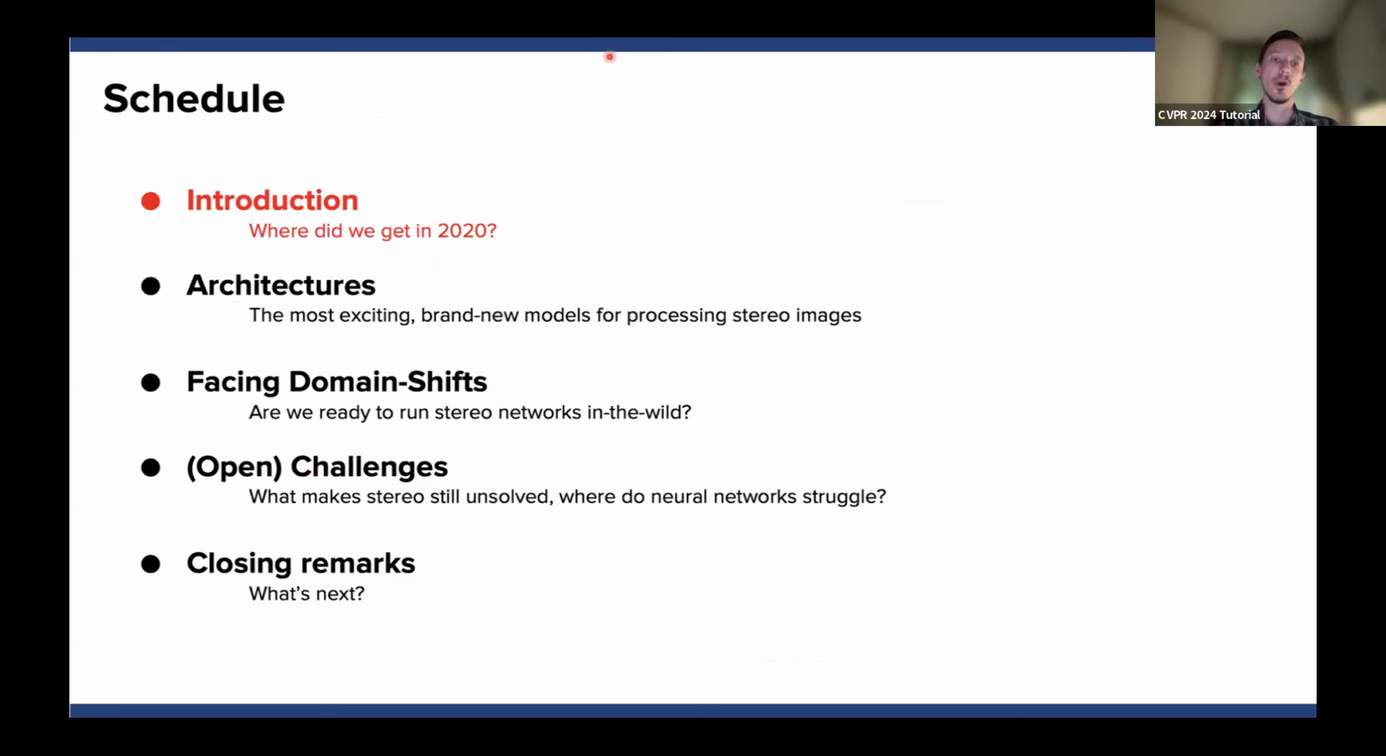This is a quick overview of how the tutorial will look. We start with a 10 minute introduction about what we have seen until 2020, and so from where we will start today's lecture. Then we will have three main topics: one about the most recent architectures that appeared in the last 3 years, one about the domain shift issue, which is a well-known problem in this field and in general any time you use a neural network to solve some kind of problem, and finally some challenges that were considered open until a few years ago, some of which are still considered open today. Finally, in about 3 hours, we will draw some conclusions and sketch some possible future directions for the years to come.